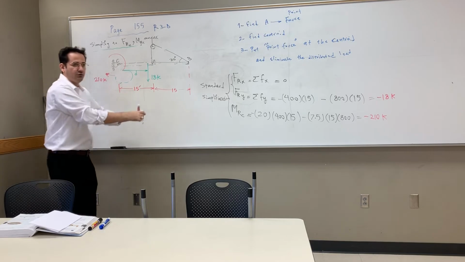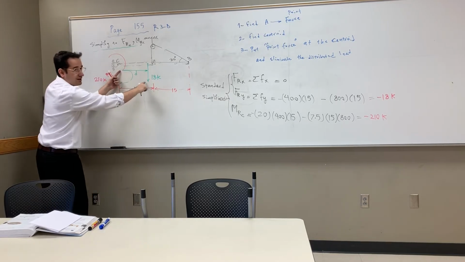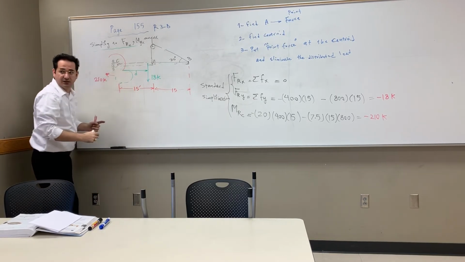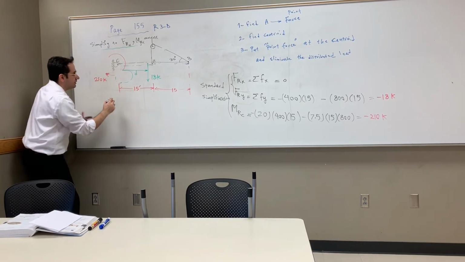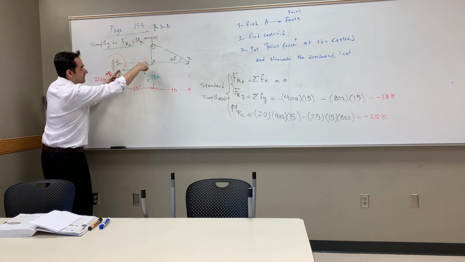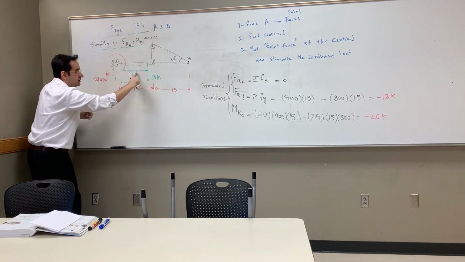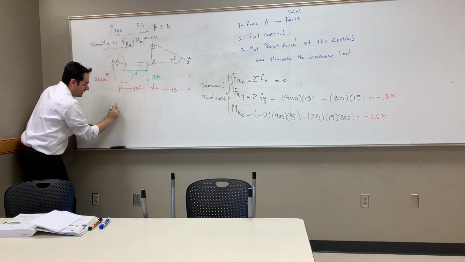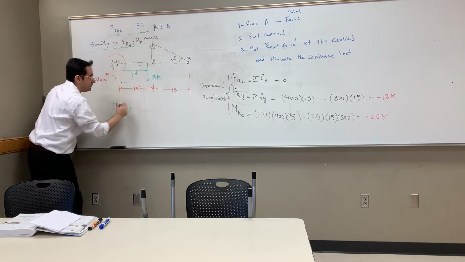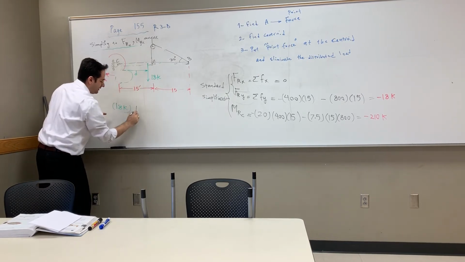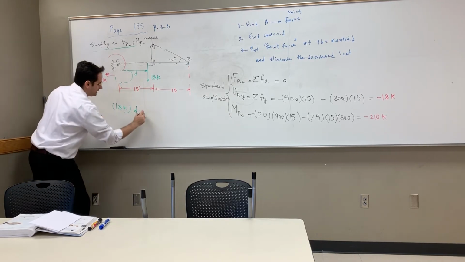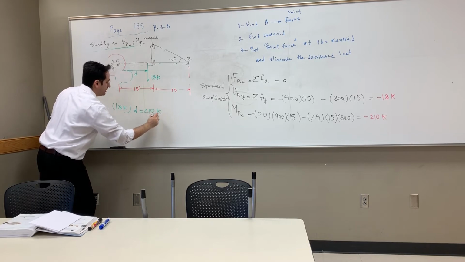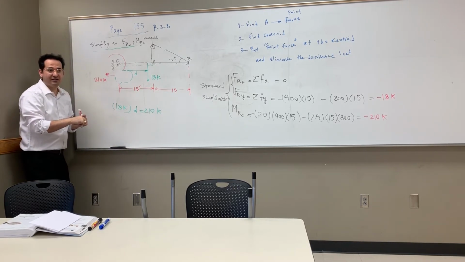So let's put it in the equation. What's the moment it generates if I move it to distance D? 210 divided by 18. No, what's the moment this force generates if I move it by D? It's 18K, the force, times distance D. This should be equal to 210K in order to balance the system.